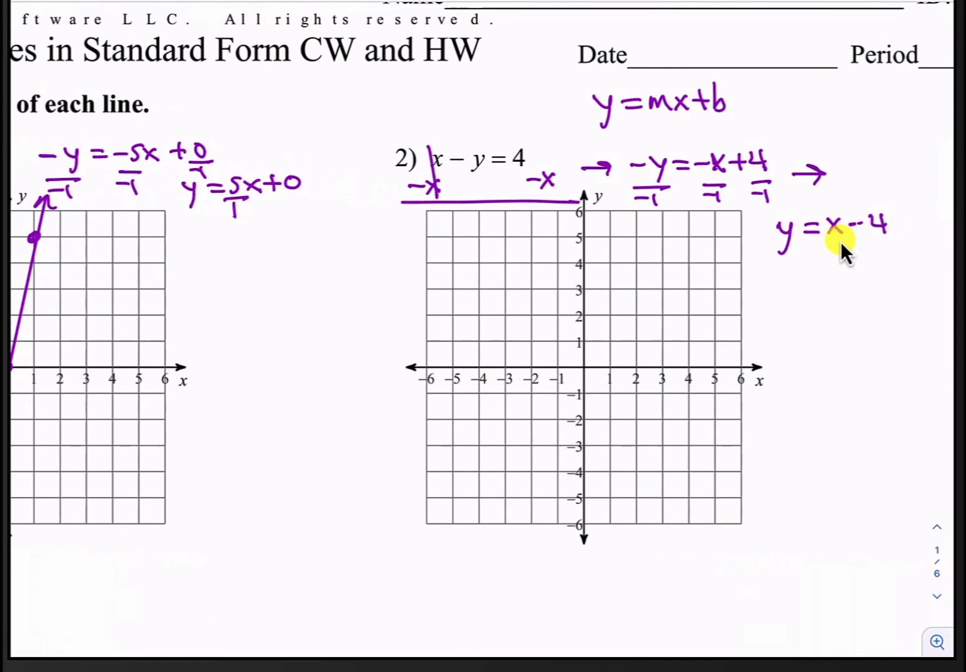Now that positive x is actually 1x, and 1 is the same thing as 1 over 1. That's our slope. Alright, the negative 4 is our y-intercept, so we start here on the y-axis at negative 4. Our slope is 1 over 1. That means we go up 1 and over 1 from this point. So up 1 and over 1 gives us another point here. Repeat that, go up 1 over 1 again, and we've got 3 points, and we can connect those points to draw a line.